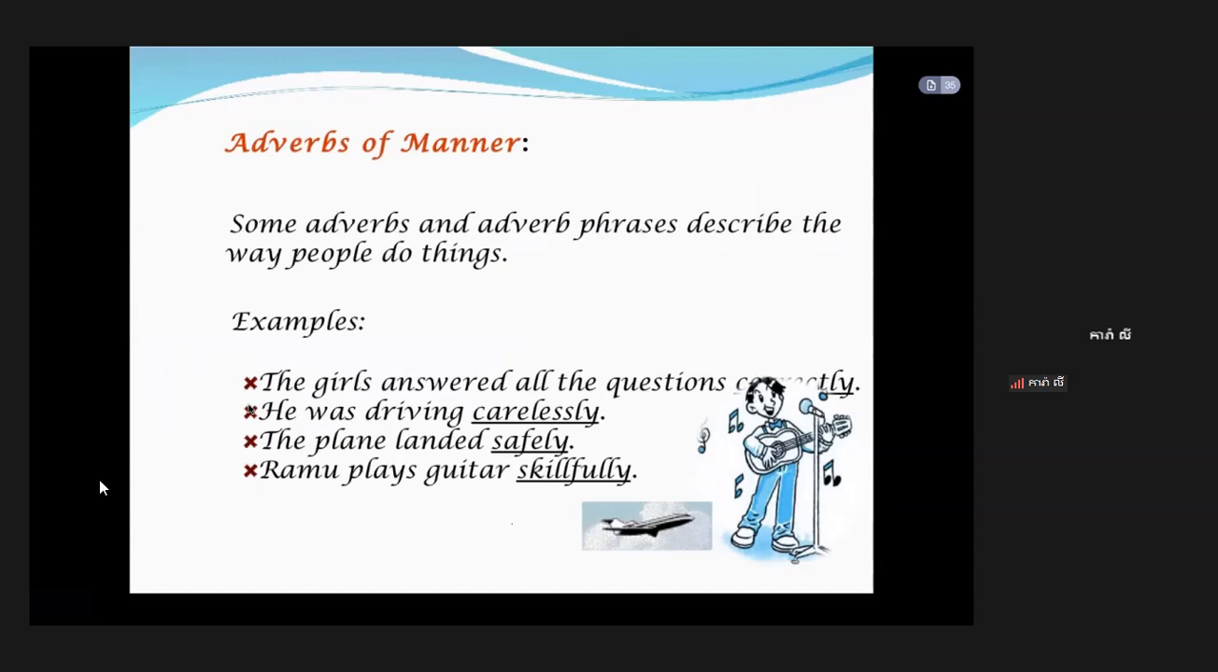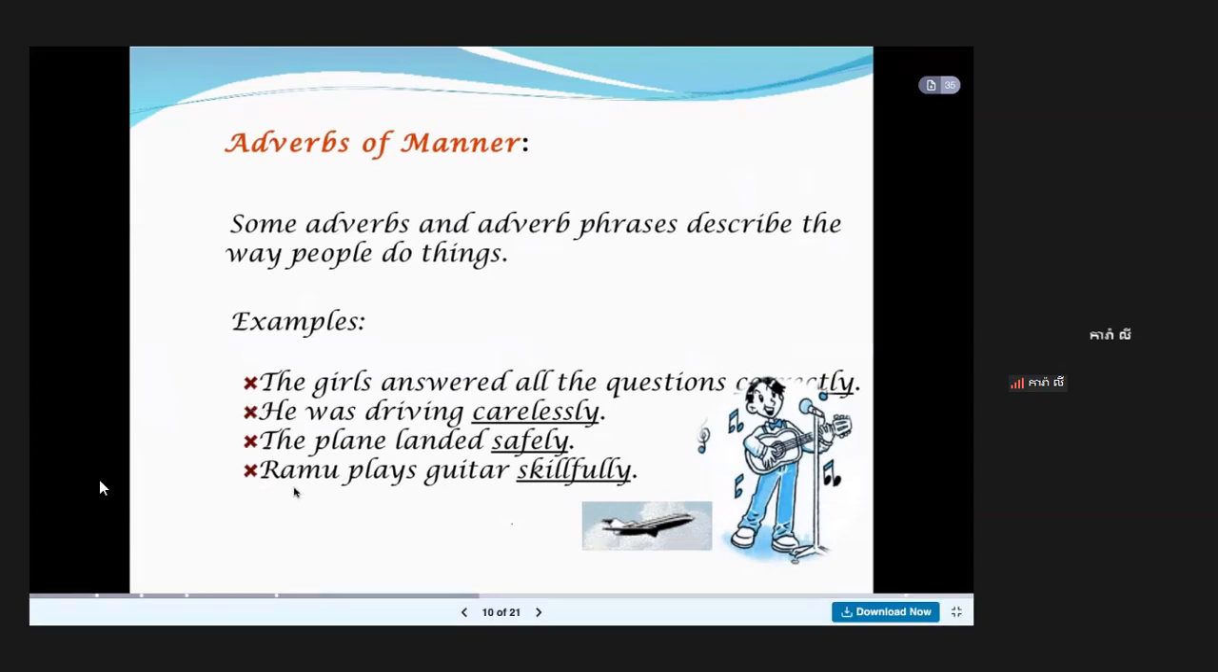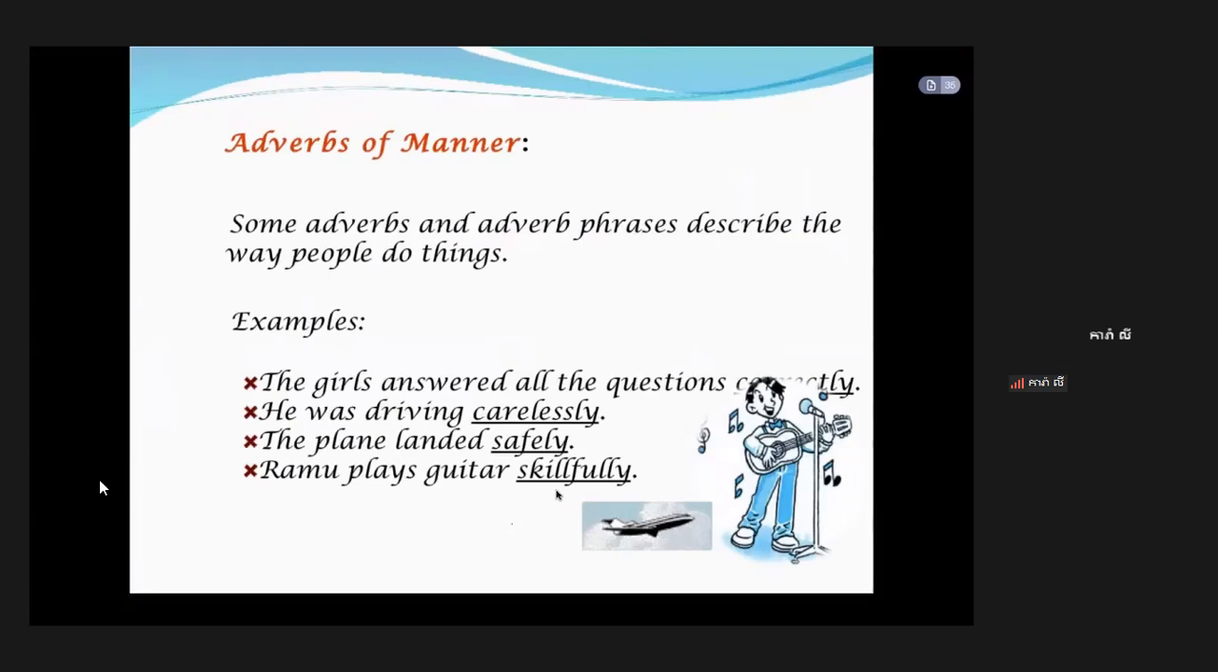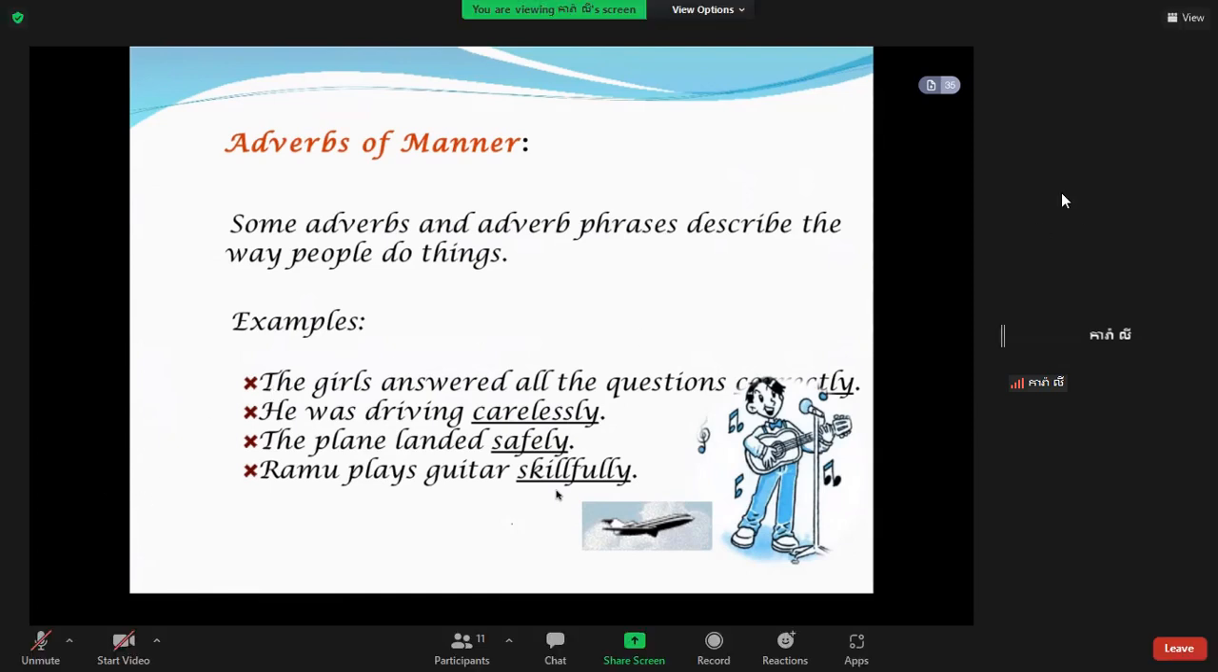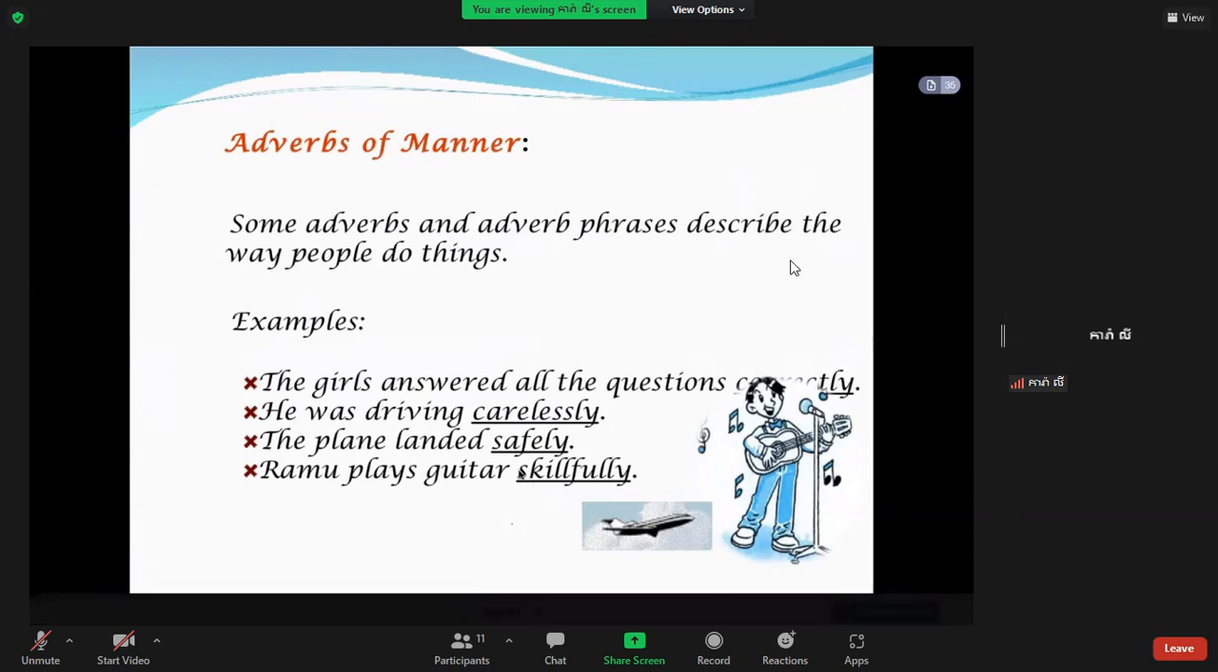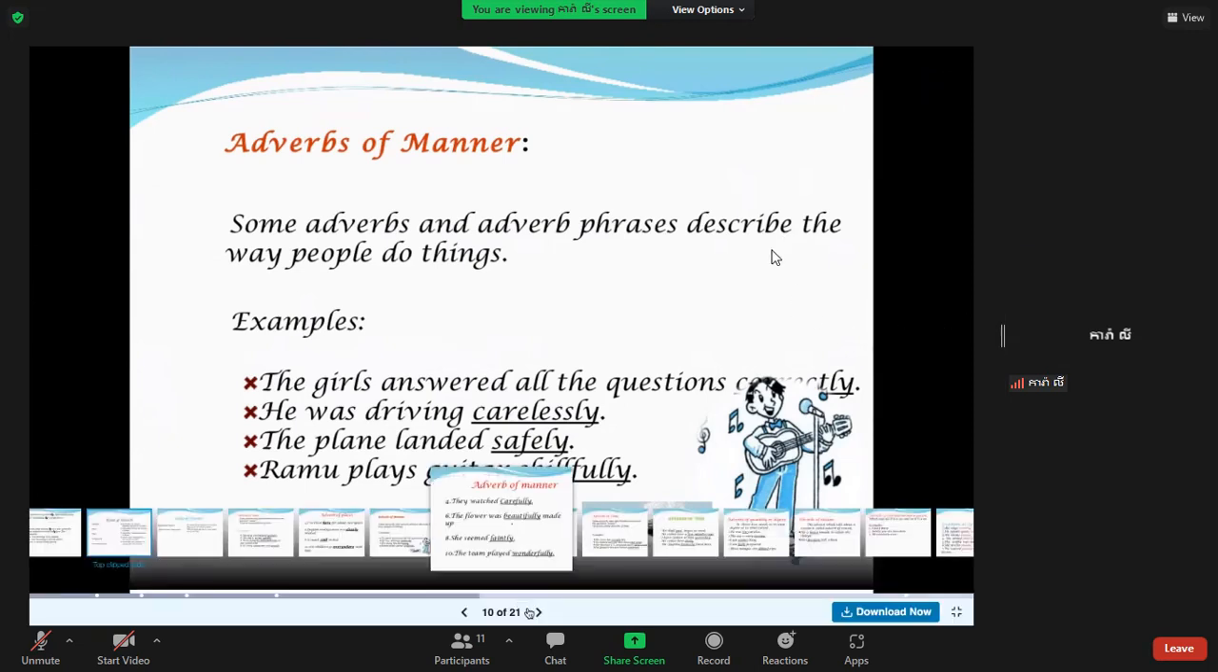The plane landed safely. Ramu plays guitar skillfully. So if you want to say he has skills in playing the guitar, you would say skillfully. For example, I learned last week that Sarai plays the drums. Okay, so we can say Sarai plays the drums skillfully. That means he is good at it.